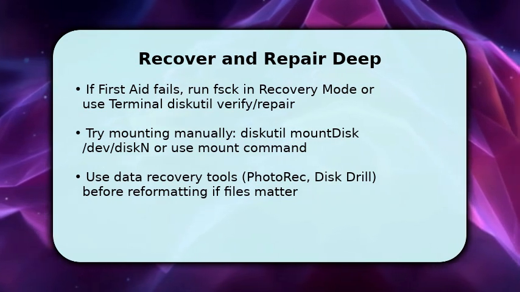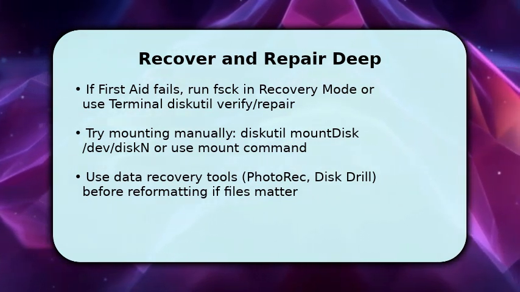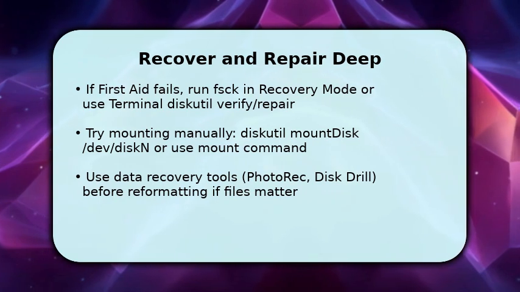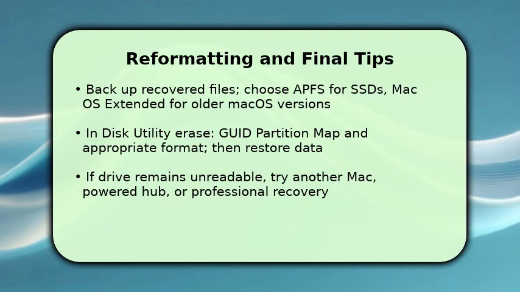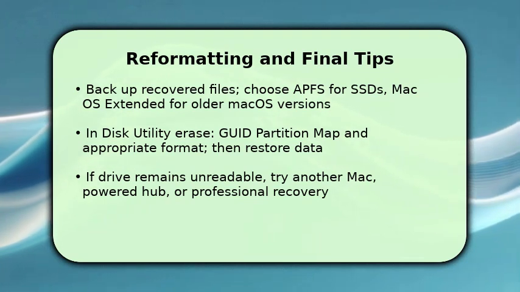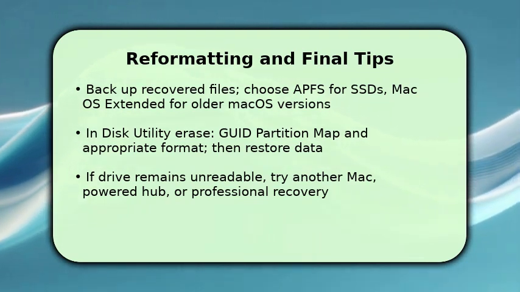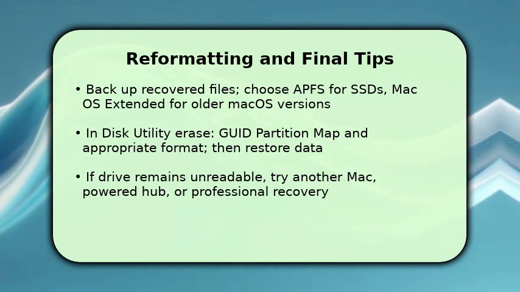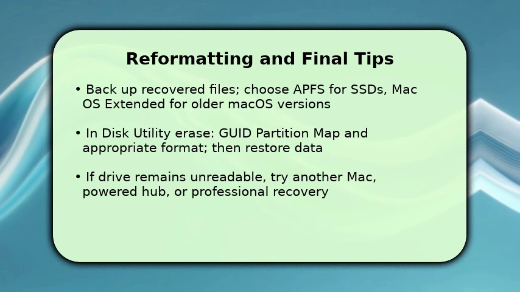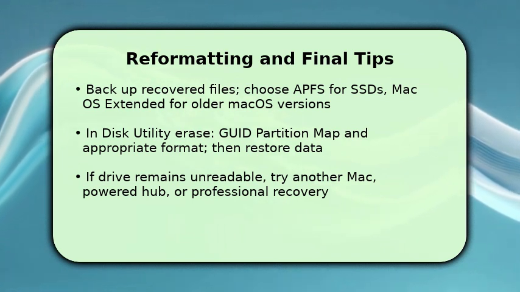If the mount still fails and data is important, pause and run a read-only recovery tool. This preserves the data. Once you have recovered data or confirmed it's expendable, erase the disk in Disk Utility. Choose GUID partition map and APFS for recent macOS, or Mac OS Extended for older systems, then reformat. Once formatted, restore your backup and verify integrity.